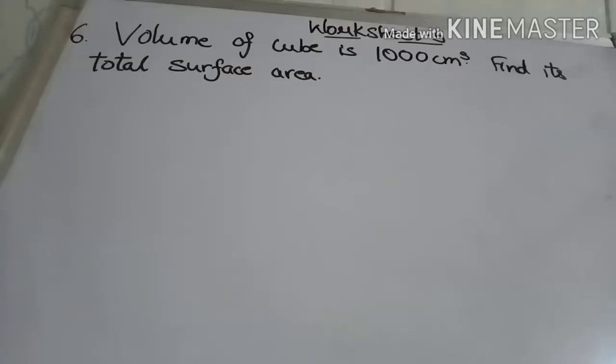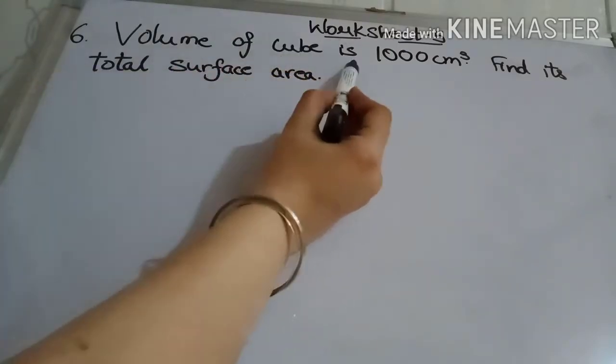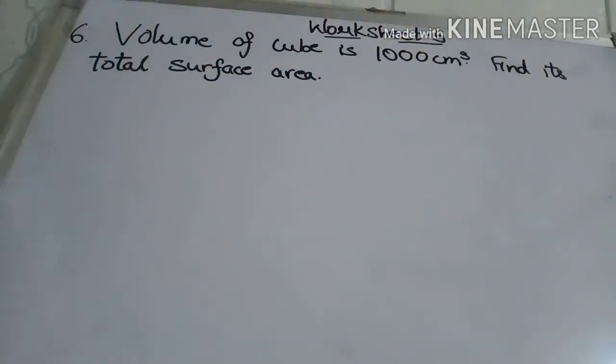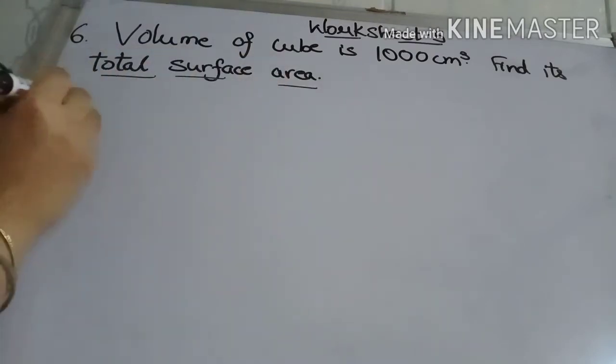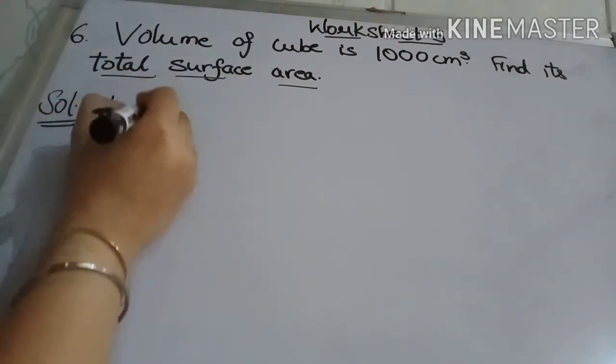Let us solve sum number 6 of worksheet 5. The volume of a cube is 1000 centimeter cube. Find its total surface area. You have been given the volume. You have to find the total surface area. For the total surface area, we must know the side of the cube. So, let us find the side of the cube.